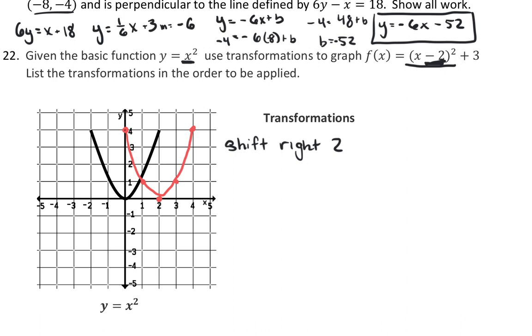And then our other translation is we have this +3. That means we're going to shift upwards 3. So the answer, which is going to be our green one, is going to be this graph right here. And so this graph is going to be x minus 2 squared, and then this green graph is going to be our answer, which is going to be x minus 2 squared plus 3.